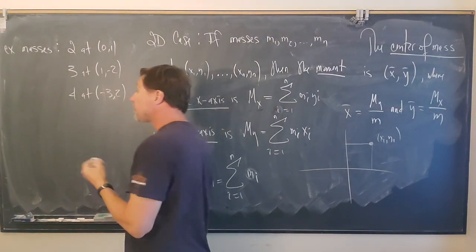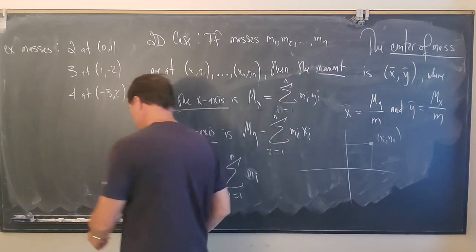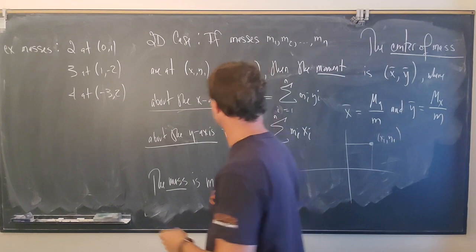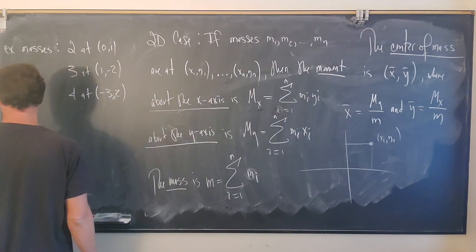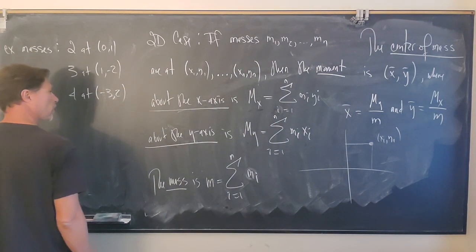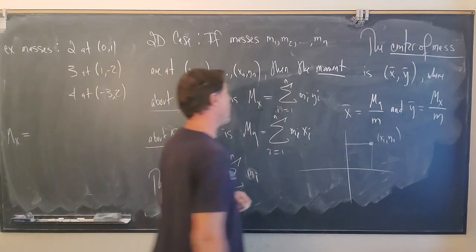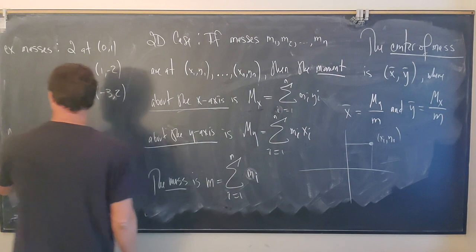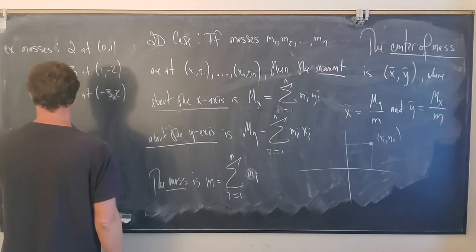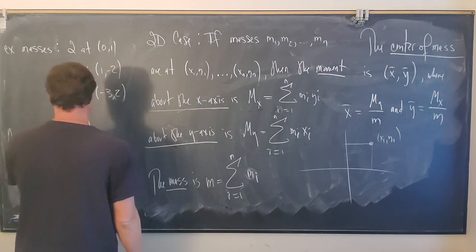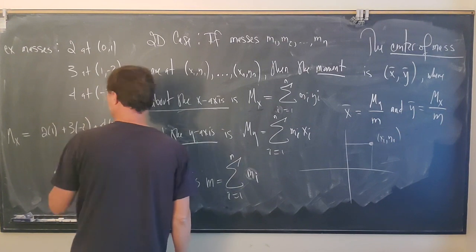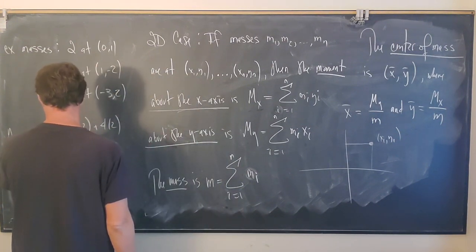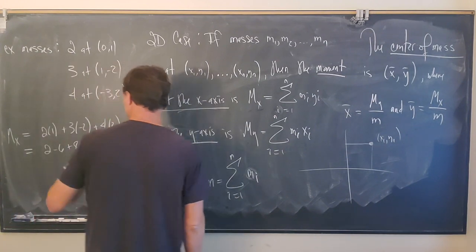And what we want to do is find the center of mass. And so we need to compute some moments and the mass. So first let's compute m sub x. So m sub x is going to be the sum of the masses times the y coordinates. So it's going to be 2 times 1 plus 3 times minus 2 plus 4 times 2. So that comes out to be 2 minus 6 plus 8. And so that looks like 4.